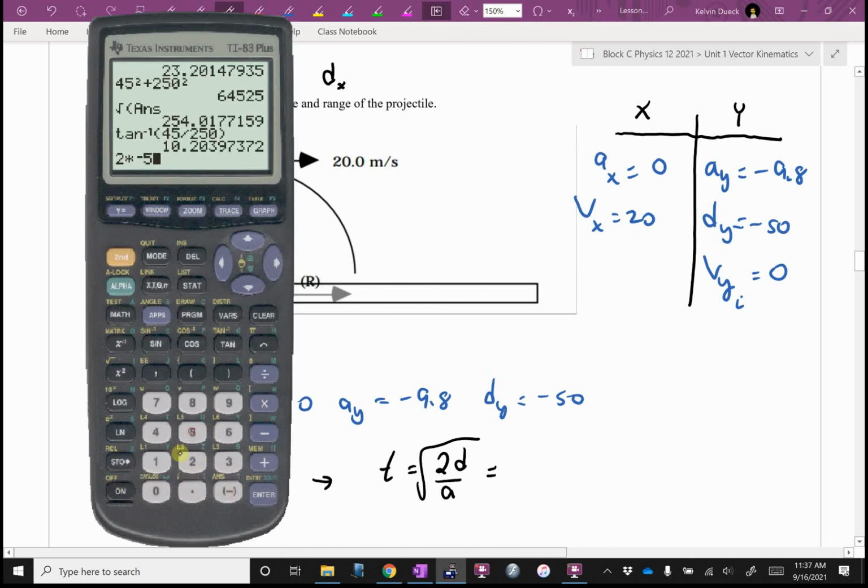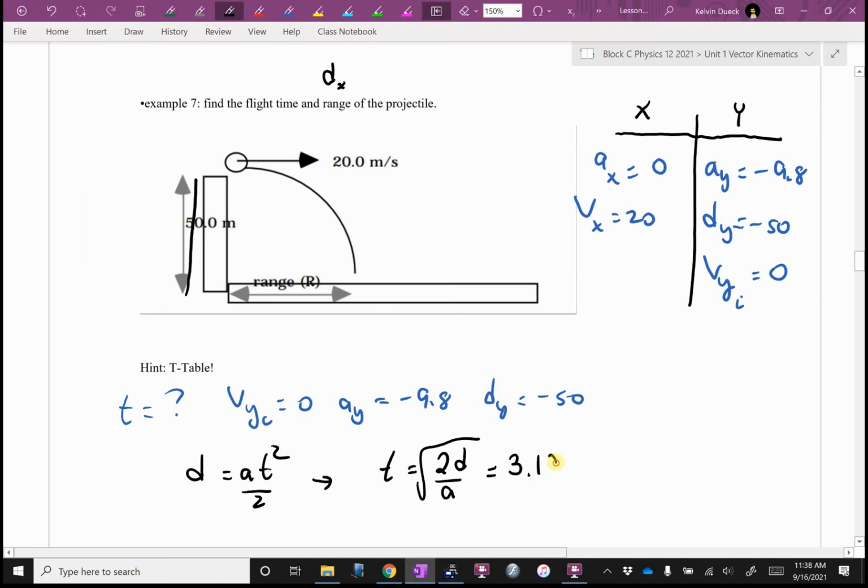2 times negative 50 divided by negative 9.8, square root, 3 point what? 3.19? I'll call that part A because that's the first thing they wanted me to find. What's the second thing they wanted me to find?